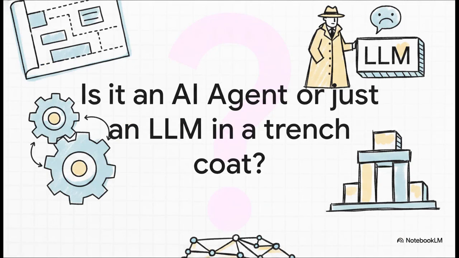So, I'll leave you with this final, slightly provocative question to think about for your own projects. Look very closely at the architecture you are currently building, or maybe the vendor platforms you're evaluating right now. Is your AI system actually a well-orchestrated, reliable, production-ready agent, or is it just an LLM in a trench coat, faking it with a chat interface?